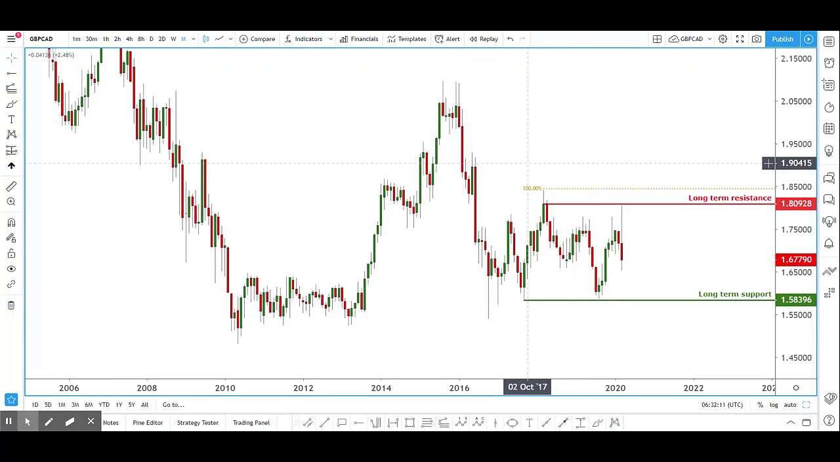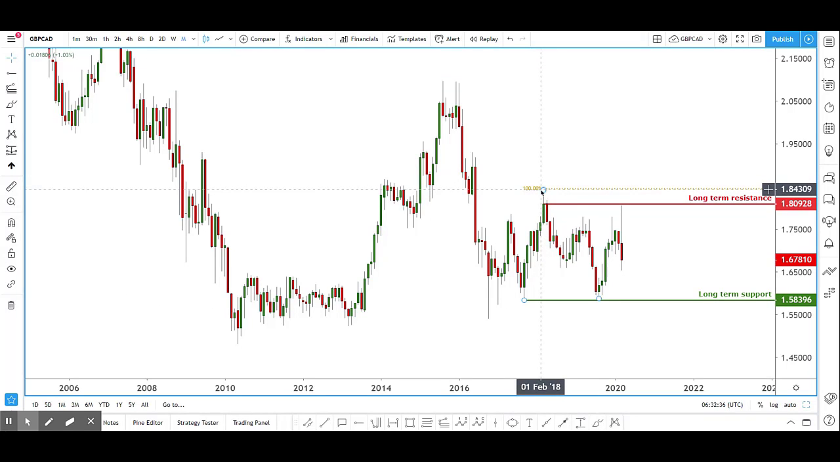So on the monthly time frame, we want to look for the long-term resistance level and the long-term support level. Graphically speaking, I've identified the long-term resistance at a 1.8092 level and the long-term support at a 1.5839 level. Now we want to use Fibonacci to find whether this long-term resistance and long-term support fall in line with any Fibonacci ratios.